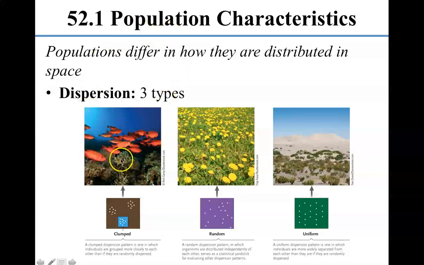So this is an example of a clumped dispersion pattern. If you go out and you sample this particular coral reef, you'll find that these redfish are not just spread throughout, they're clumped. So you find a school of fish here and a school of fish there and a school of fish here. Why would they be clumped?